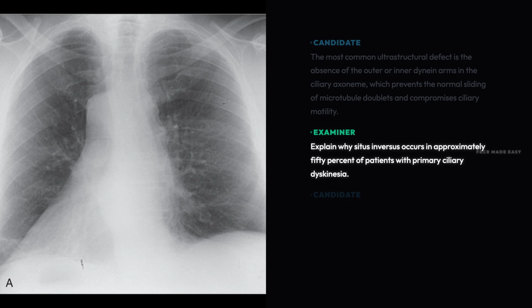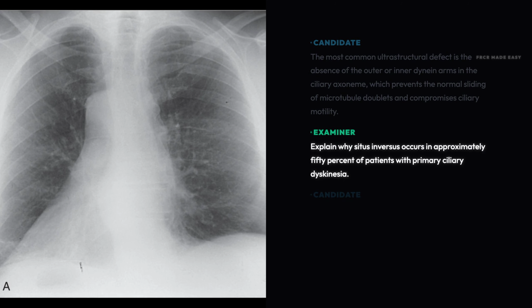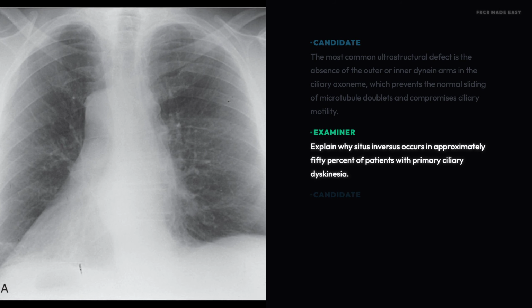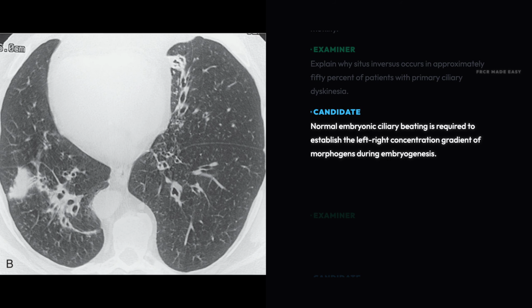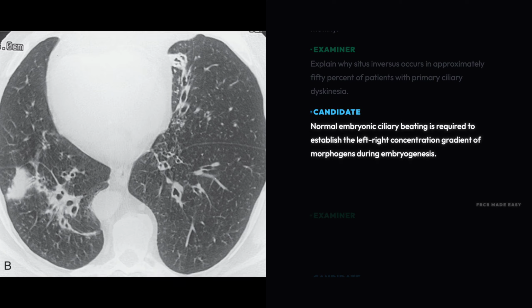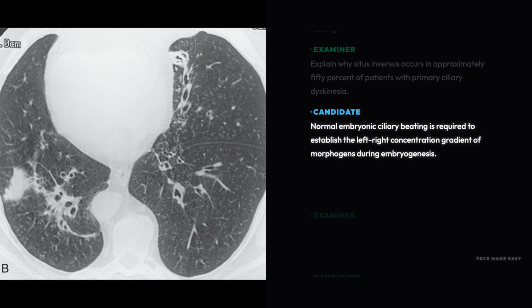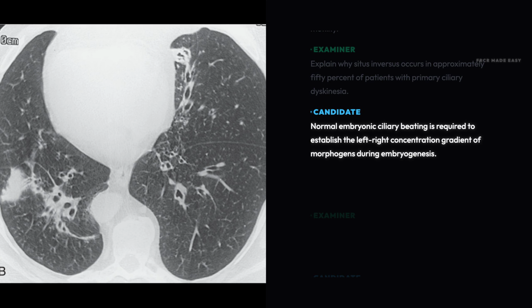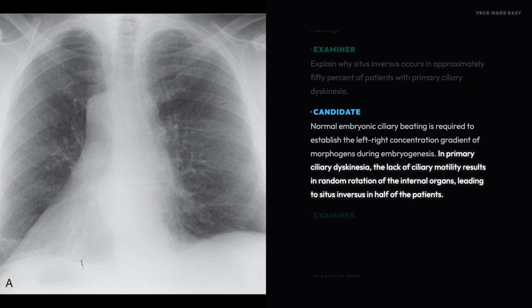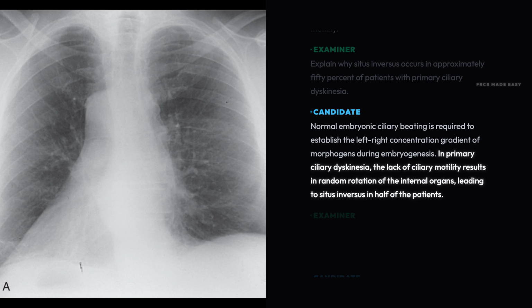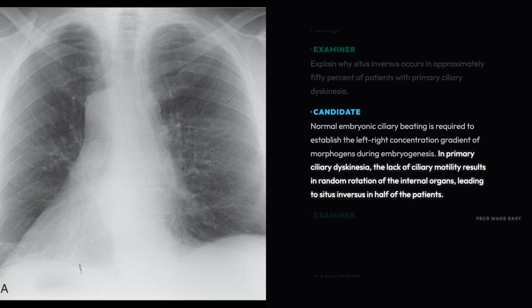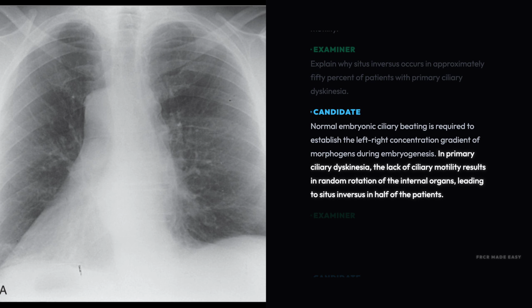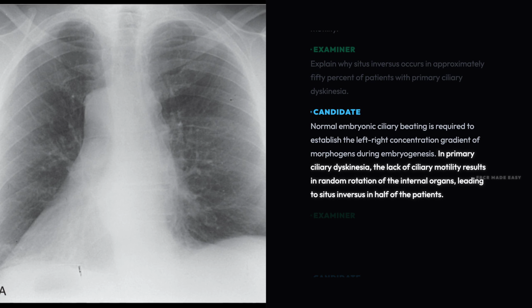Explain why situs inversus occurs in approximately 50% of patients with primary ciliary dyskinesia. Normal embryonic ciliary beating is required to establish the left-right concentration gradient of morphogens during embryogenesis. In primary ciliary dyskinesia, the lack of ciliary motility results in random rotation of the internal organs, leading to situs inversus in half of the patients.